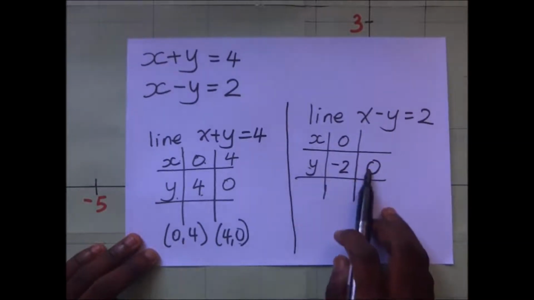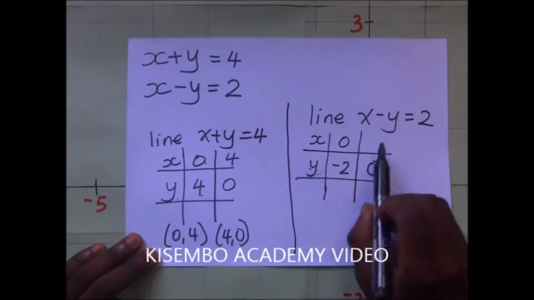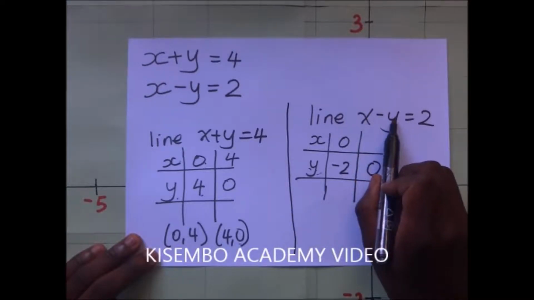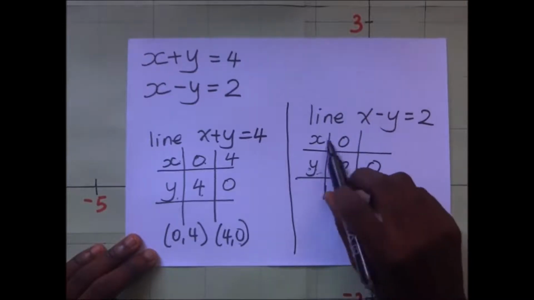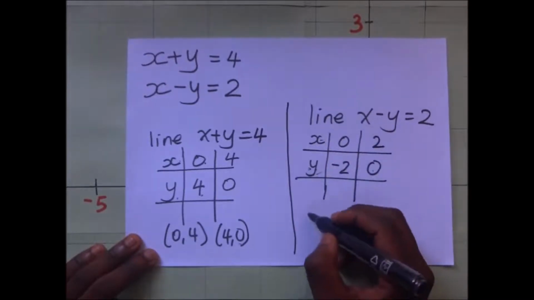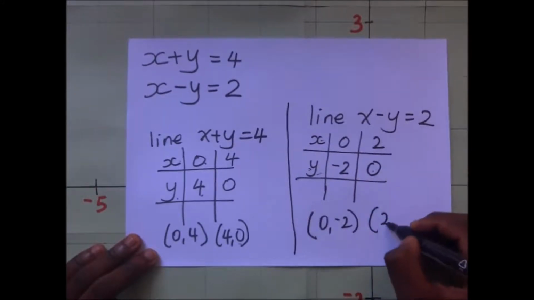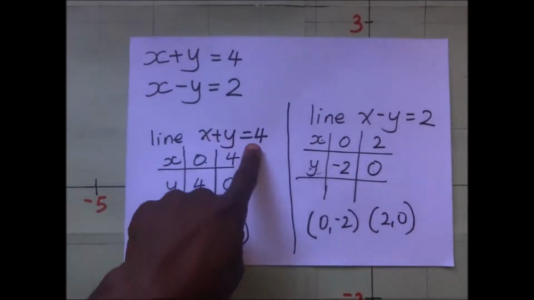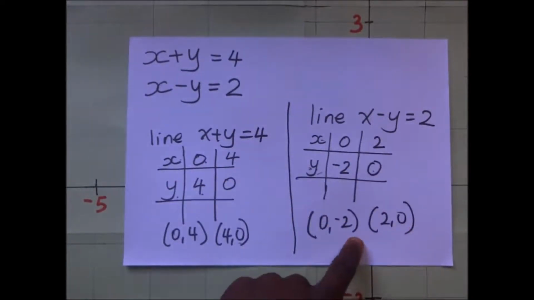So likewise, if our value of y is 0 here, what is our value of x? So if we substitute for the value of y, we put 0 here. So it's going to become x minus 0 is equal to 2. So our value of x will be 2. So when y is 0, our value of x will be 2. So we shall come up with coordinates 0, negative 2 and 2, 0. So we shall plot this. We shall plot to draw line x plus y is equal to 4 on our grid. Then we shall also plot this line to get that. And where those two meet is the solution.